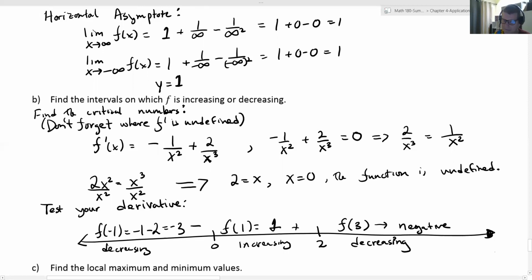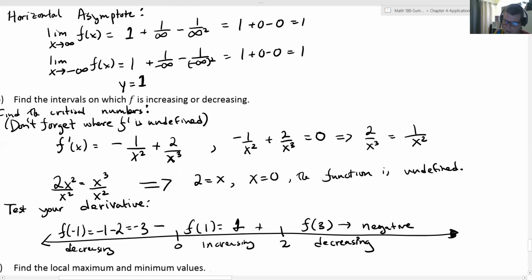All right. So if I wrote my intervals: increasing from 0 to 2, decreasing from negative infinity to 0, union 2 to infinity. There's your increasing and decreasing.